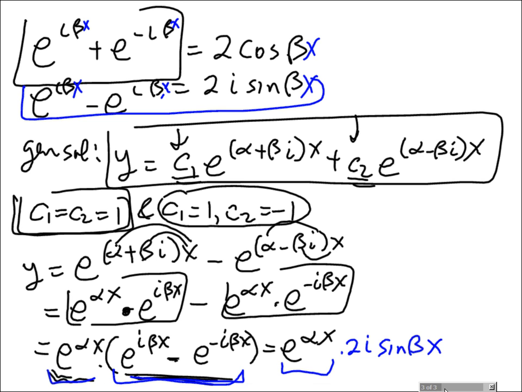So now, when c1 was equal to c2 was equal to 1, what I had was that y, call it y1, was e to the alpha x times 2 cosine beta x. And I put the 2 in the front.